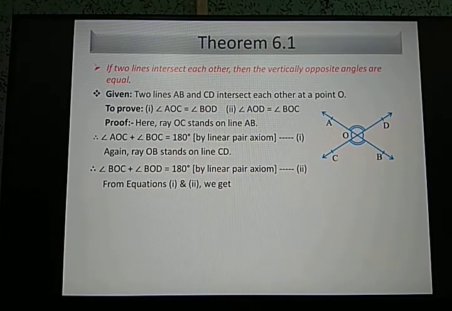The right hand sides are equal. That means the left hand side also has to be equal, isn't it? So we are equating the left hand sides. Since the right hand side is already equal, if we equate the left hand sides, then we get angle AOC plus angle BOC equal to angle BOC plus angle BOD.